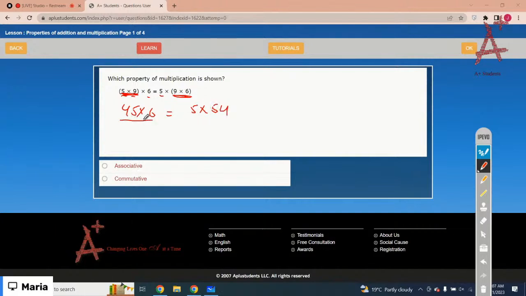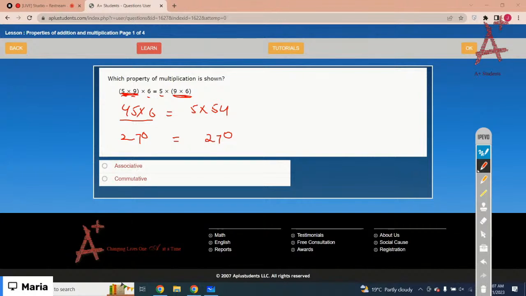Now you have to multiply 45 times 6. That would be 6 times 5 is 30, 6 times 4 is 24, and 3 is 27. Here, 5 times 4 is 20, 27. So just the order of the multiplication is different, but they have the same answer. Got it? That would be the associative property of multiplication.